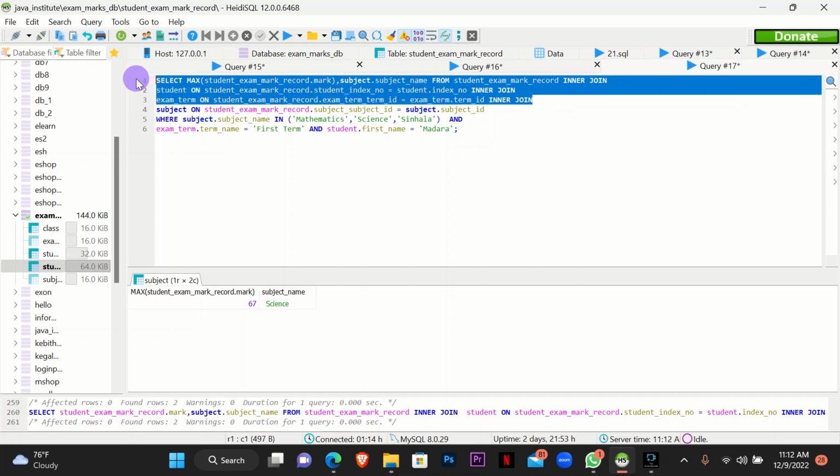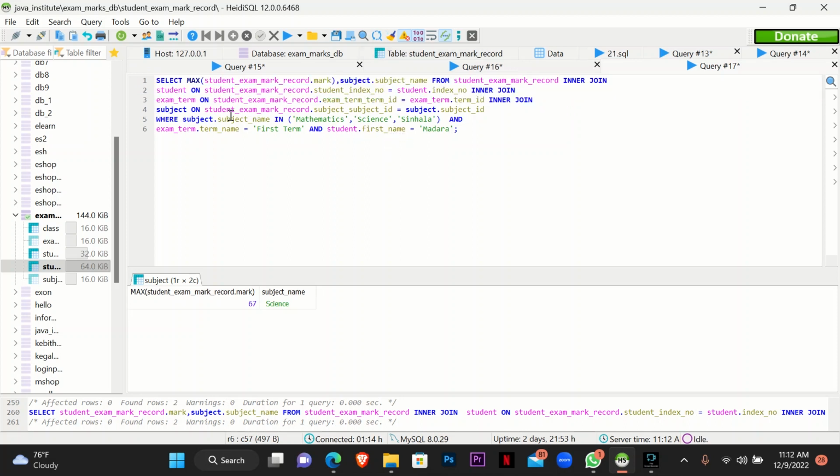Then again I have inner joined all the tables together using their IDs. When writing the condition, I have checked whether the subject name is mathematics, science and Sinhala, the term name is first term, and the student's name is Madara. When I execute the query, here you will get the highest mark from all three subjects which I have mentioned here. I have checked mathematics, science and Sinhala. Out of these three subjects, she got 67 for science, and it is the highest mark among those three subjects.